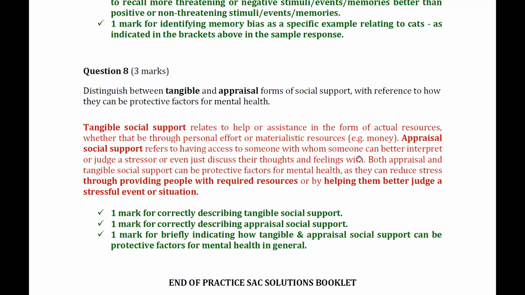And the final mark here is for explaining how these two can be protective factors for mental health. So how can they protect someone's mental health or decrease the chances of the person developing a mental disorder? I've just written in 1 sentence that both appraisal and tangible social support, any kind of social support in general, is protective for mental health because it can reduce your stress by either providing a person with the resources they need or helping them to better judge a stressful event or situation. So it's almost like repeating what I just said, but linking it back to how that's a protective factor.